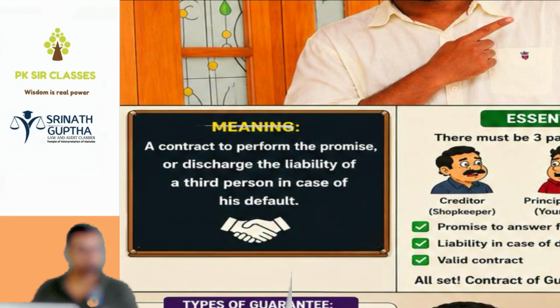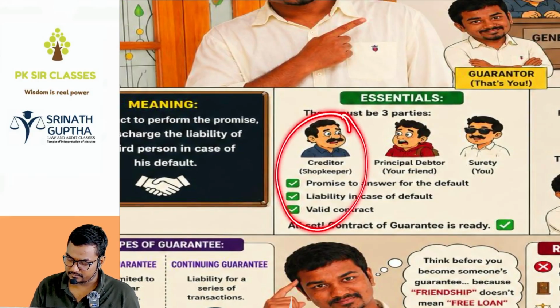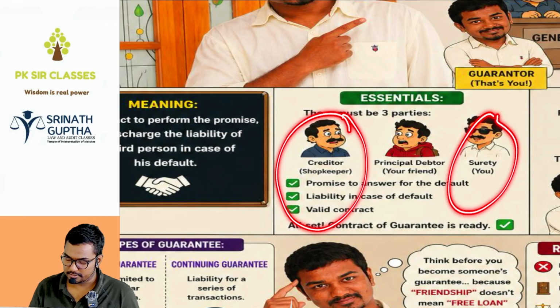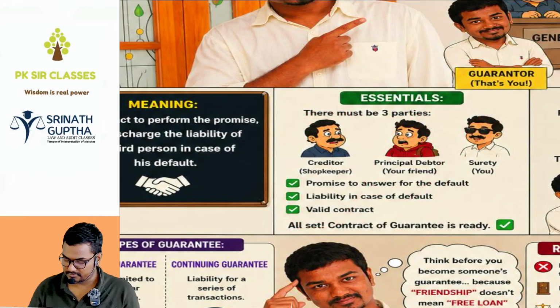So that means three parties will be there here. One is the principal debtor, one is the surety, one is the creditor. How many parties will be there? Three parties will be there.